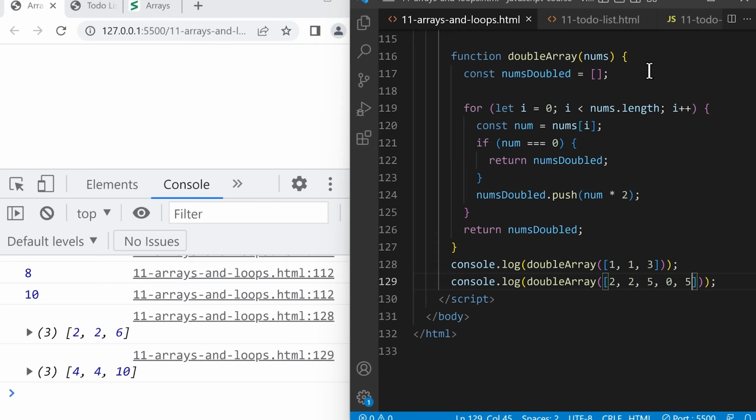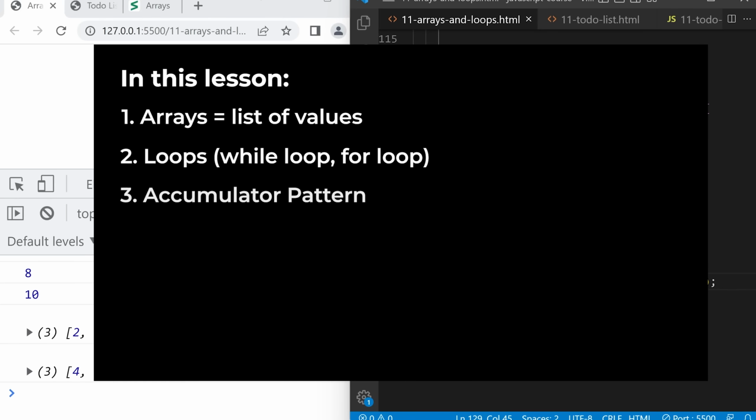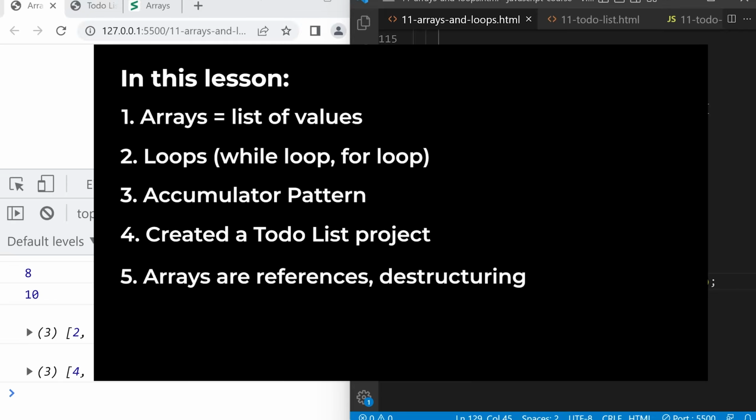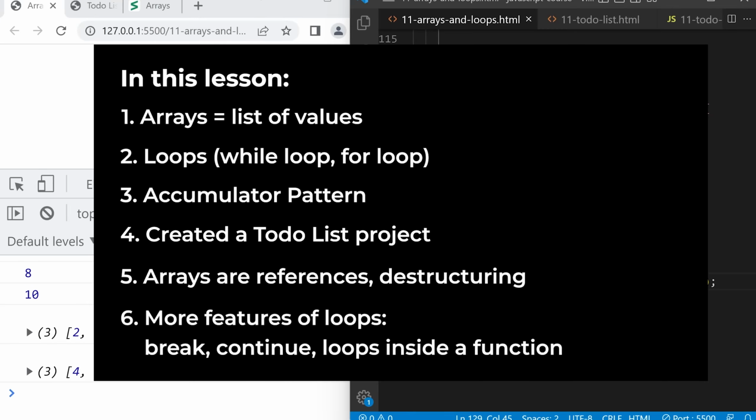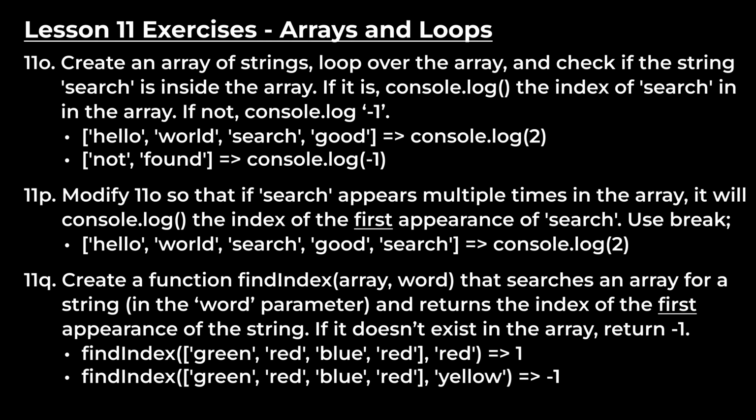And that's the end of this lesson. In this lesson, we learned about arrays, which represent a list of values. We learned about loops, which let us run some code over and over, just like a loop. We learned a technique we can use with loops called the accumulator pattern, and we used it to create a to-do list project. We learned that arrays are references and the destructuring shortcut, and we learned more features of loops, like break, continue, and using loops inside a function. Here are some exercises to help you practice arrays and loops.